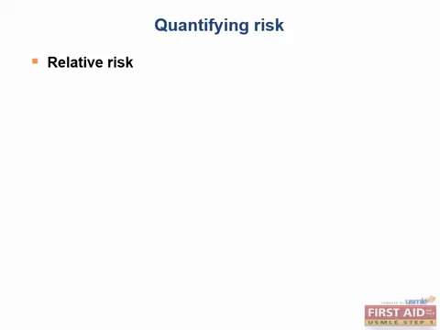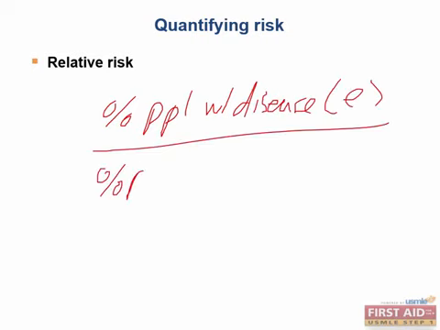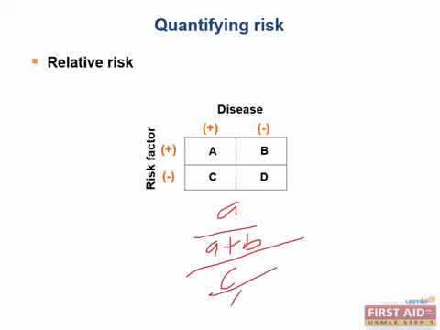The relative risk is formally defined as the relative probability of getting a disease in the exposed group compared to the unexposed group. It is calculated as the fraction of people with disease in the exposed group divided by the fraction of people with disease in the unexposed group. From the table, we can figure that the relative risk is calculated as A, all the people with the disease and risk factor, over A plus B, all the people with a risk factor in general, divided by C, people with disease but no risk factor, over C plus D, all of the people with no risk factor.